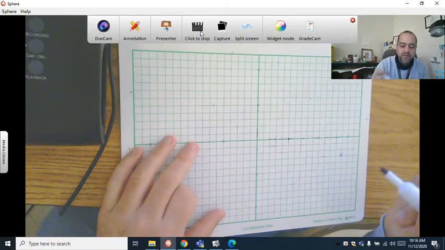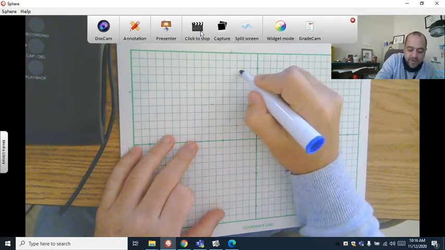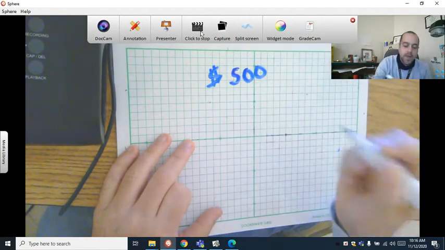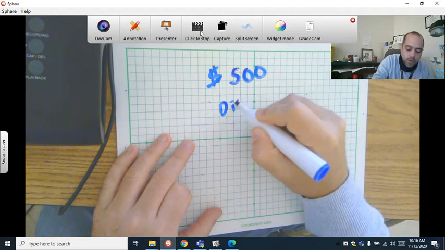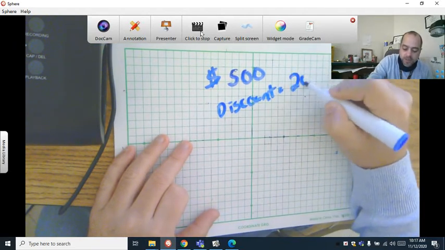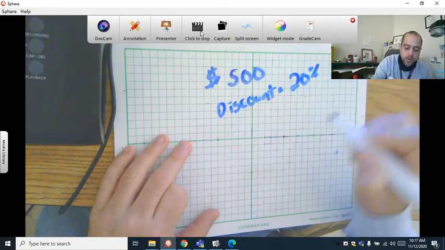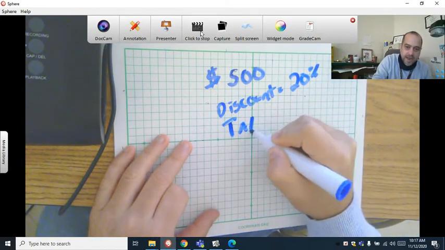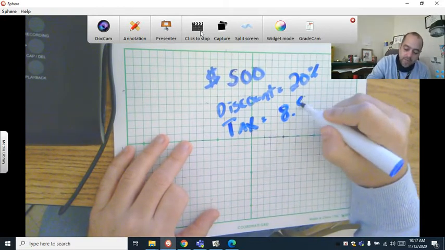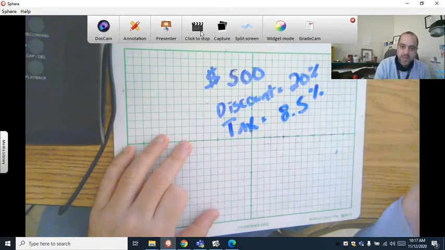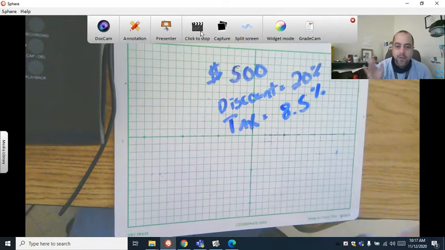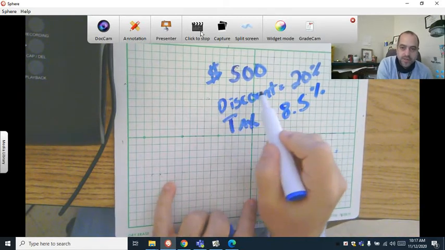So let's get down to the details. It costs $500, and the discount was 20%, and the tax was 8.5%. So here's how we're going to solve this. We're going to figure out the discount amount first. We're just going to do the discount first.